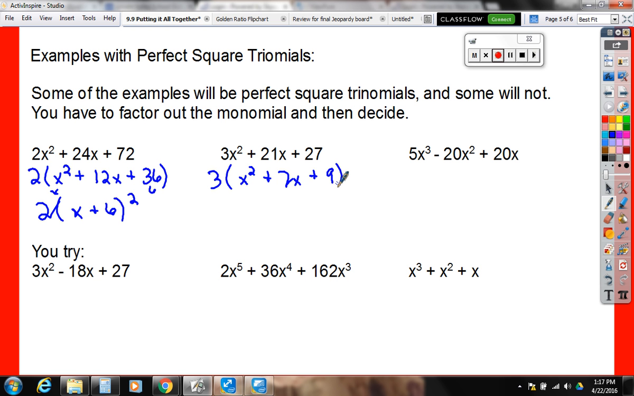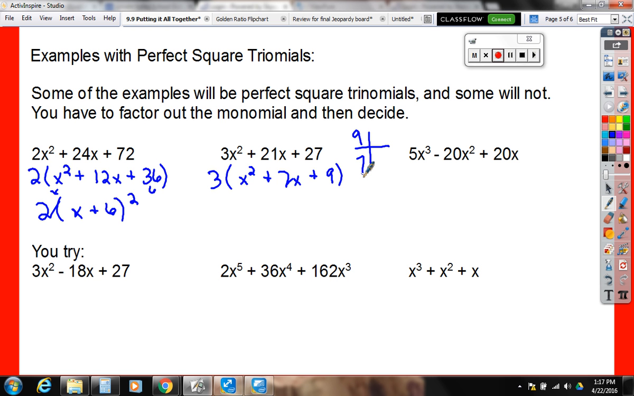Could we use the tic-tac? Let's see if that'll work. If we put a 9 up here and a 7 here, are there 2 factors of 9 that add up to 7? 7 and 2 are not factors of 9. Factors of 9 are 1 and 9 and 3 and 3, and neither works there. So this is as far as you can go with this. All you can do is factor out the 3. That's it.